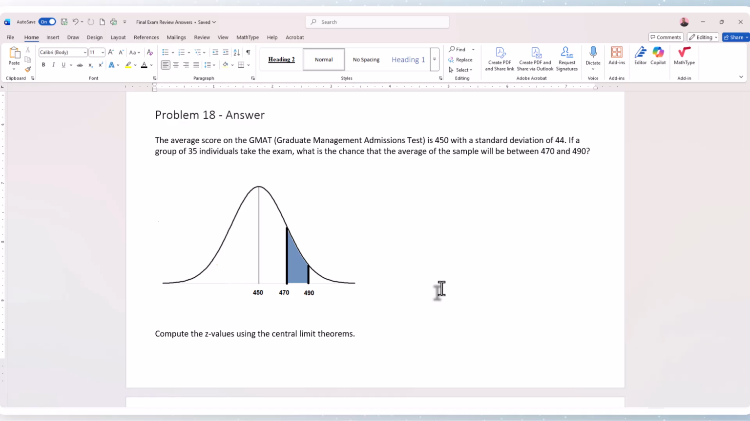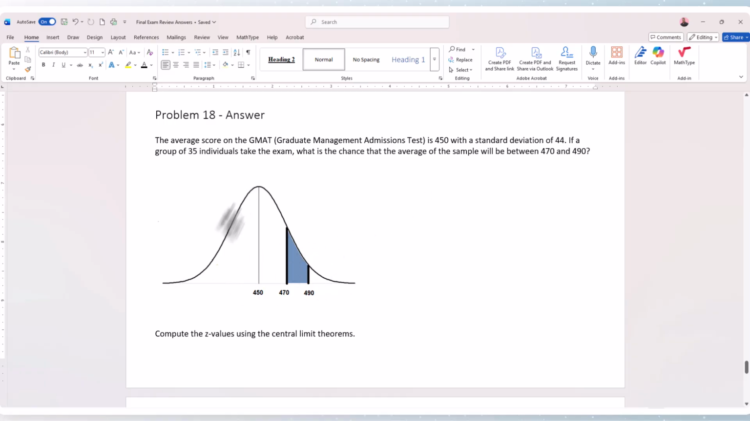Number 18 says that the average score on the GMAT is 450 with a standard deviation of 44. If a group of 34 individuals take the exam, what's the chance that the average of the sample will be between 470 and 490? Now, this type of problem is a central limit problem because we're given 35 individuals. That's a sample size. And we're looking for the mean to be between these two values.